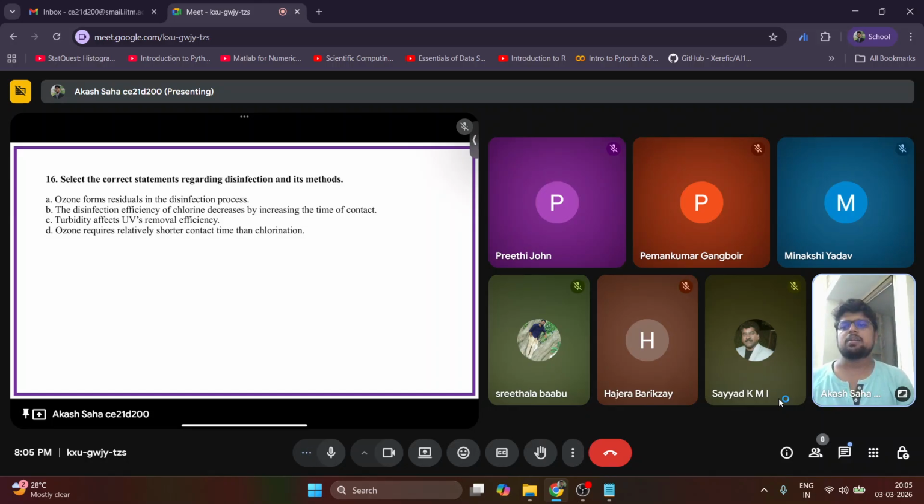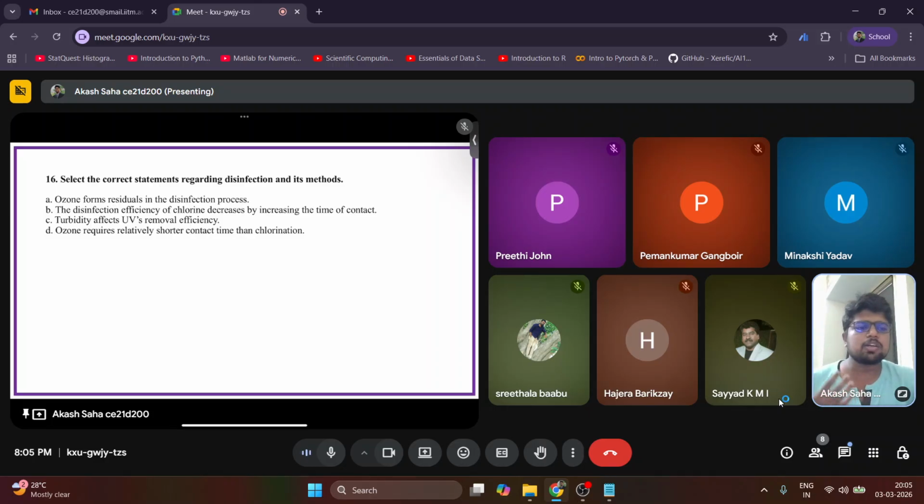Then turbidity affects UV removal efficiency. Obviously, any organic matter or suspended particle will cause turbidity and affect the UV removal efficiency. Then again, ozone requires relatively shorter contact time than chlorination.